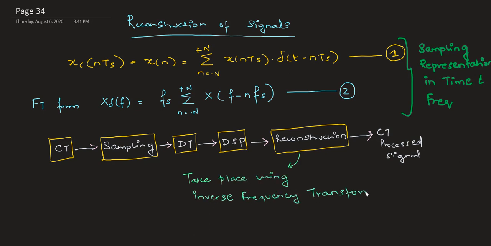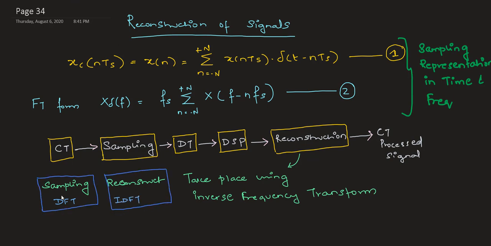You can consider reconstruction to be an inverse of what's happening during sampling. It is done using the inverse Fourier transform. Mostly what we do is, for sampling we take the forward Fourier transform, and for reconstruction we use the backward Fourier transform, or the inverse frequency transform, and this is how we do sampling and reconstruction.